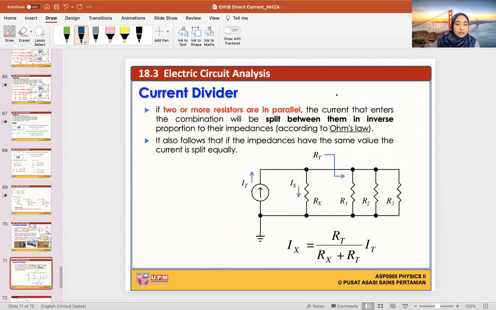Now we have another one, the current divider. It's called current divider, but its ratio is not the same as the potential divider. It's different. Okay, so now let's take a look at this equation. If two or more resistors are in parallel, so R1, R2, R3 are in parallel, and Rx is also in parallel with them. So these are all parallel together, right? It's saying that if R1, R2, R3 are in parallel, the current that enters the combination will be split between them in inverse proportion. Inverse proportion means the ratio is not proportional. It's the opposite. We will talk about this later. According to Ohm's law, it follows that if the impedances have the same value, then the current is split equally.